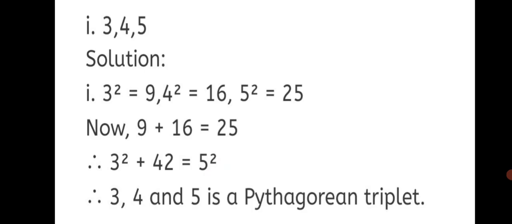So with these steps, you can prove whether the given set of numbers is a Pythagorean triplet or not. So same steps we will follow for all the 6 questions. Second sub question is 2, 4, 5.